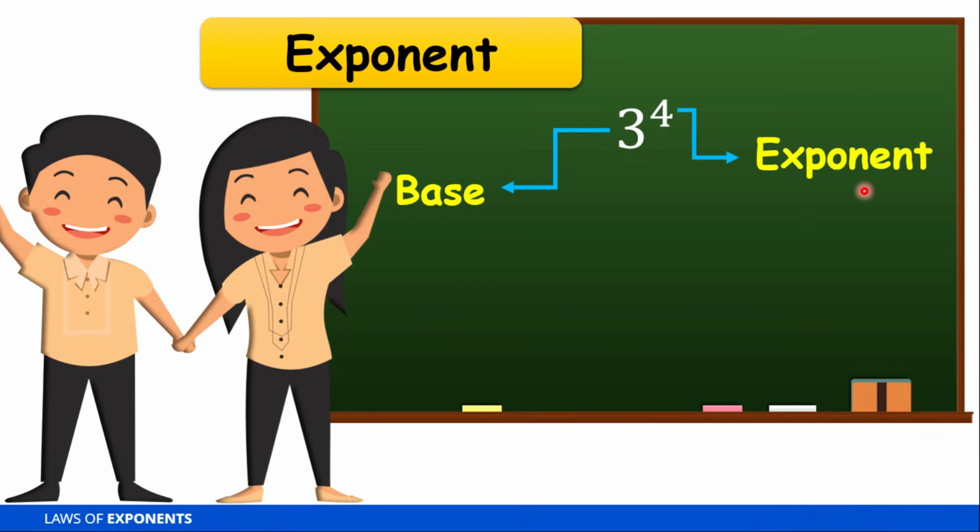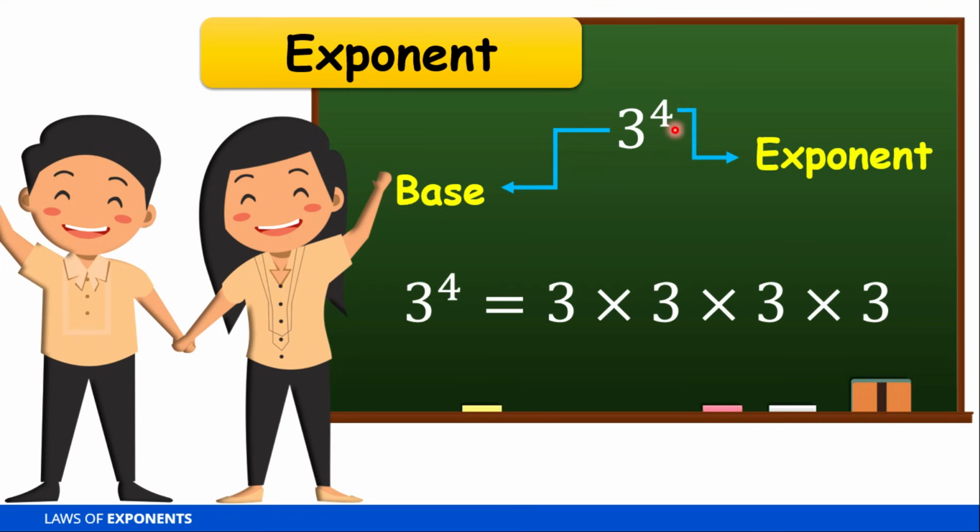Ang exponent tells the number of times a number is multiplied by itself, or it simply means repeated multiplication. So, ang 3 raised to the 4th, ang ibig sabihin, 3 times 3 times 3 times 3. So, mayroon tayo ditong 4 na 3 na i-multiply. So, yun nga yung ibig sabihin ng ating exponent or index or power.